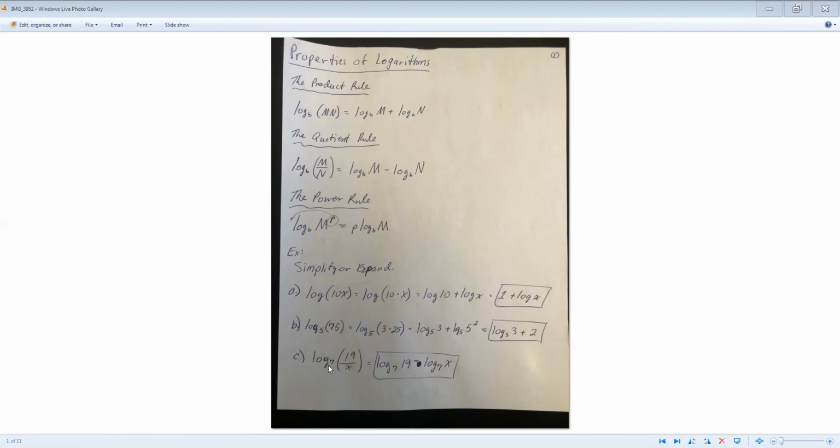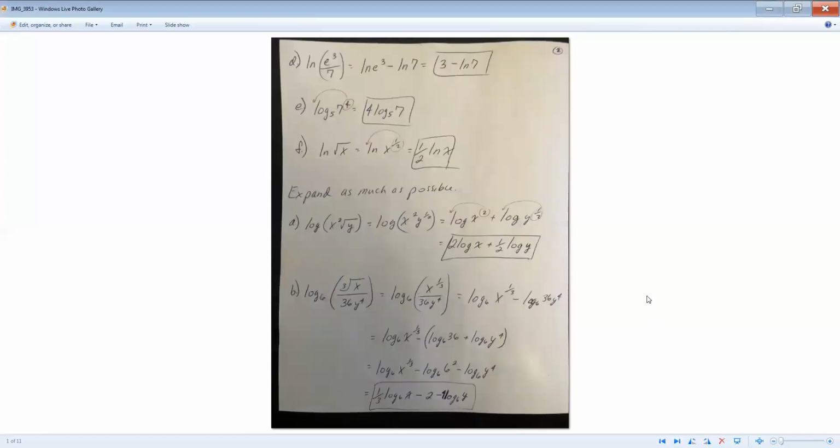Here, we have the log base 7 of 19 over x. 19 is a prime number, x is just x, so there's nothing we can do to break either one of those down. So if I just wanted to expand it out, and I made a little mistake right here, this is log base 7 of 19 minus log base 7 of x. Okay, next one, natural log of e to the third over 7. So break it up into the natural log of e to the third power minus natural log of 7. Natural log is the log base e, so natural log of e will cancel, leaving with just 3 minus natural log of 7.